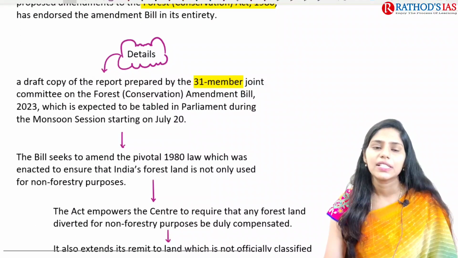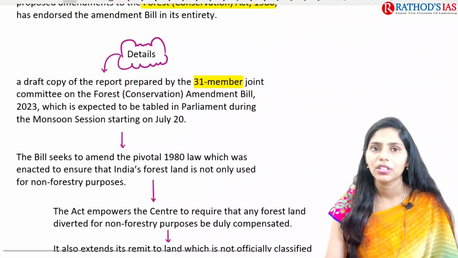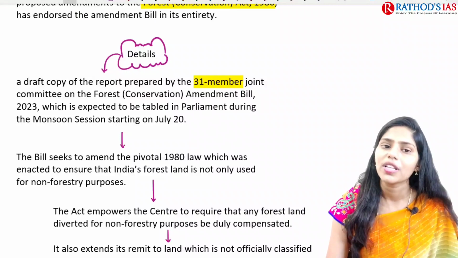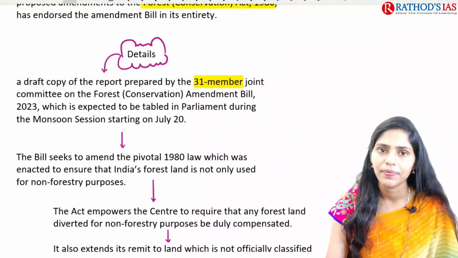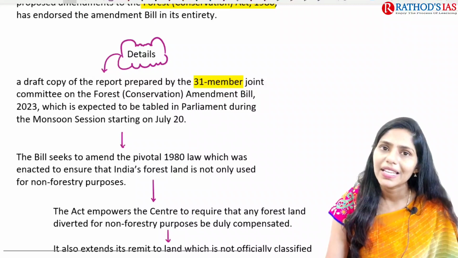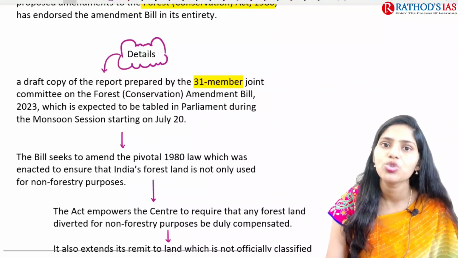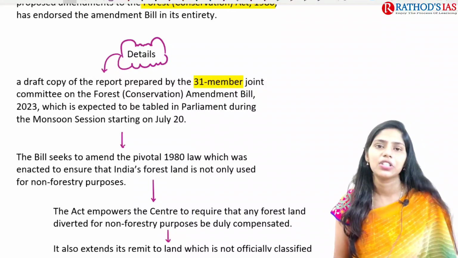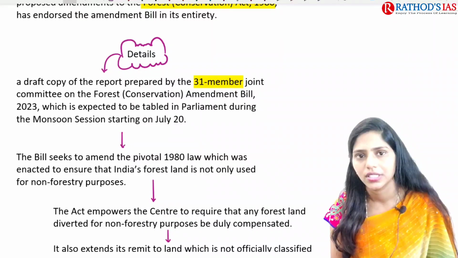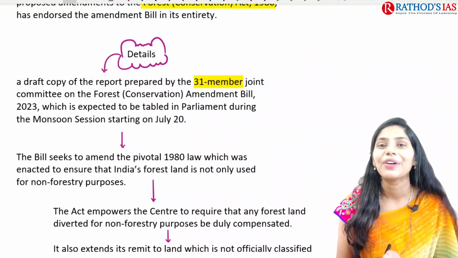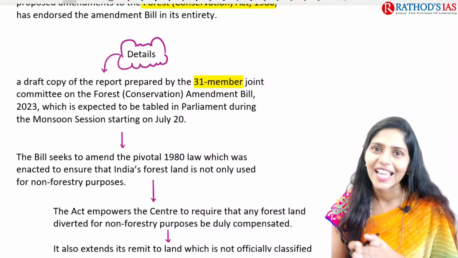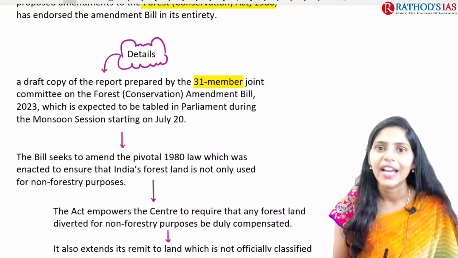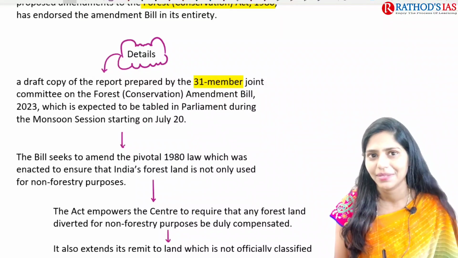If you see the details, it says that a draft copy of the report was prepared by the 31-member Joint Committee on the Forest Conservation Amendment Bill 2023. This bill is going to be placed in our Parliament in the upcoming monsoon session. We have three sessions: the budget session, monsoon session, and winter session. Let me know the time period of each in the comment box, so that it will help long-term memory.